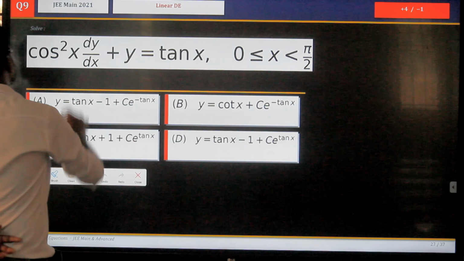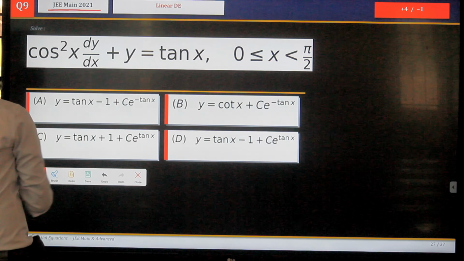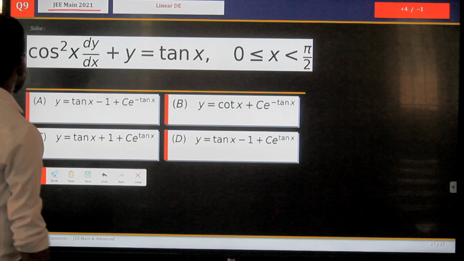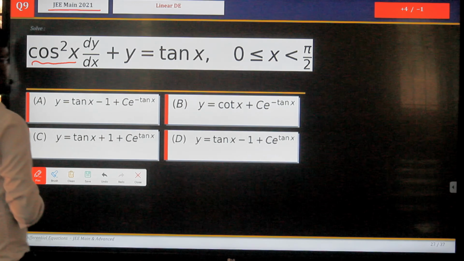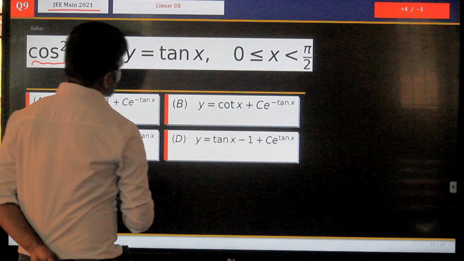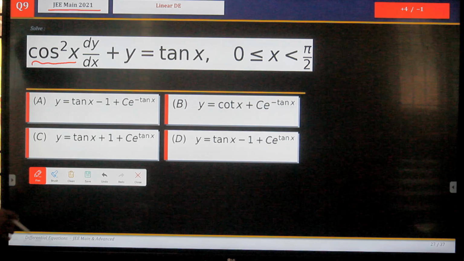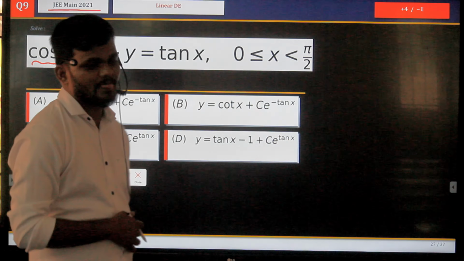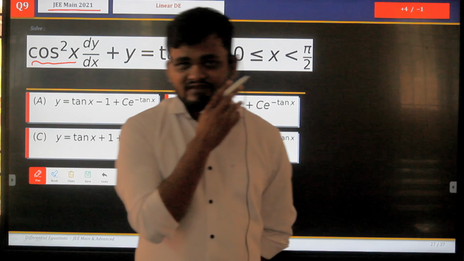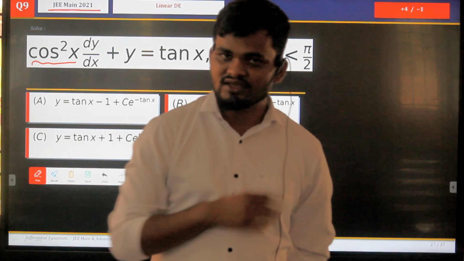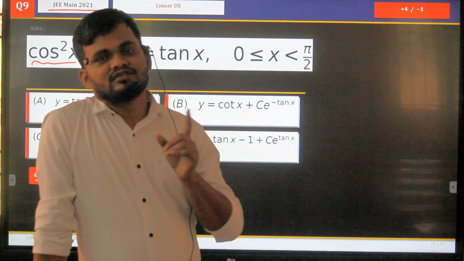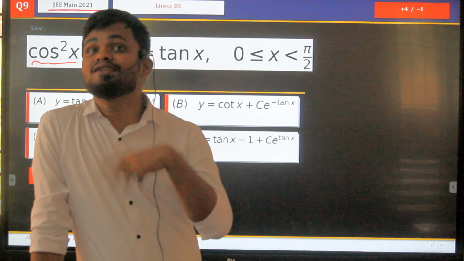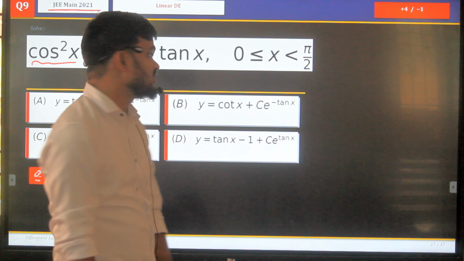This question was asked in JEE Main 2021. So the question is: solve cos²x dy/dx + y = tan x, where x varies from 0 to π/2. How do I know it is linear? Since the dependent variable is y, and this differential equation is linear in y, that means it is a linear differential equation in y.